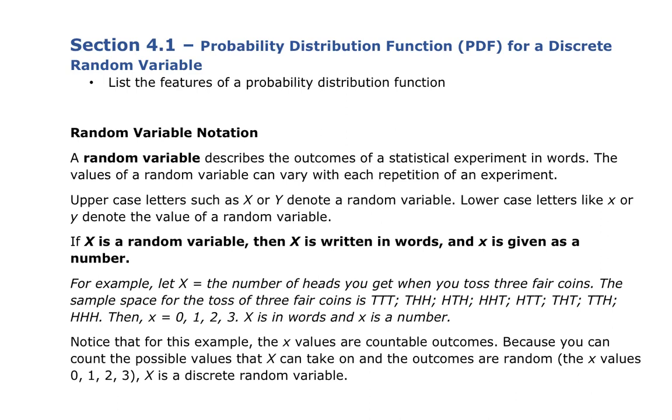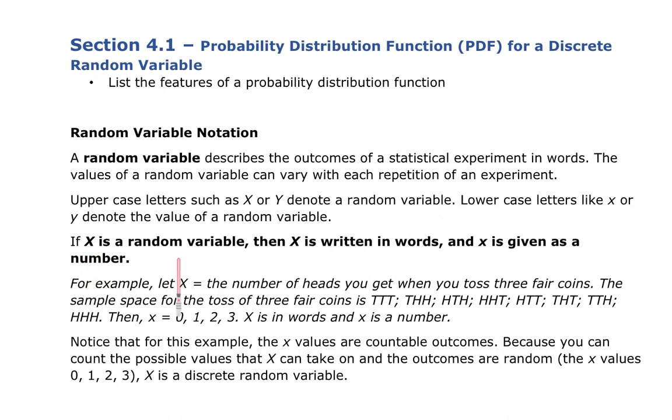In this video, we're going to look at the probability distribution function for a discrete random variable. A random variable describes the outcome of a statistical experiment in words. The values of a random variable can vary with each repetition of an experiment. We usually use the uppercase X or Y to denote the random variable. Lowercase values of x or y denote the value of that random variable.